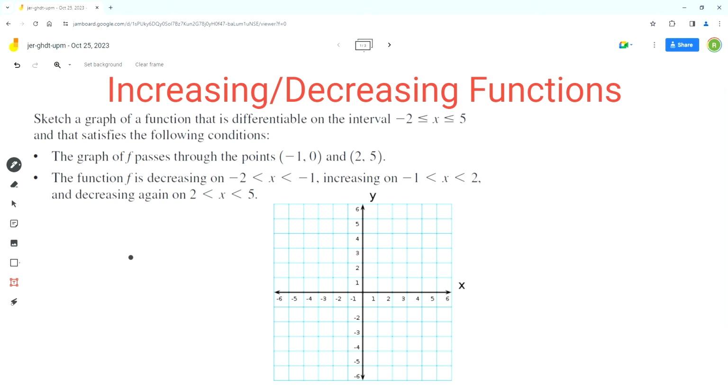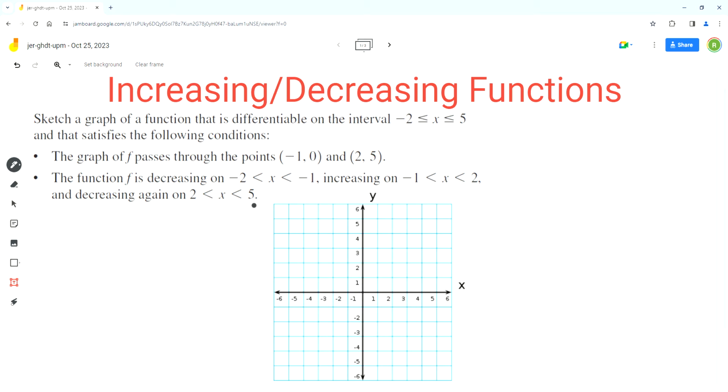So in this video, we'll solve this graphing problem using the concepts of derivatives. As per the problem, sketch a graph of a function that is differentiable on the interval -2 to 5 and that satisfies the following conditions. The graph of f passes through the points (-1, 0) and (2, 5), and the function f is decreasing from -2 to -1, increasing on -1 to 2, and decreasing again from 2 to 5.